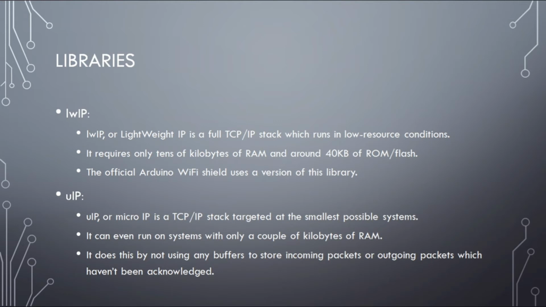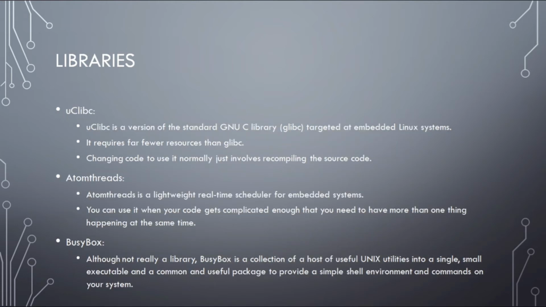The first library to mention is LWIP. It is also called lightweight IP, which is a full TCP/IP stack. It runs in low resource conditions and it requires only tens of kilobytes of RAM and around 40 KB of ROM or flash. The next one is MuIP or micro IP. It can even run on systems with only a couple of kilobytes of RAM. The next one is MuC libc, which is targeted at embedded Linux systems. It requires far fewer resources than the other libraries.